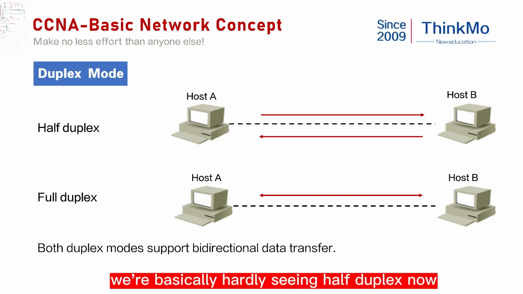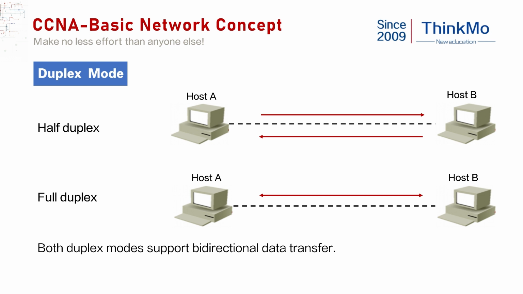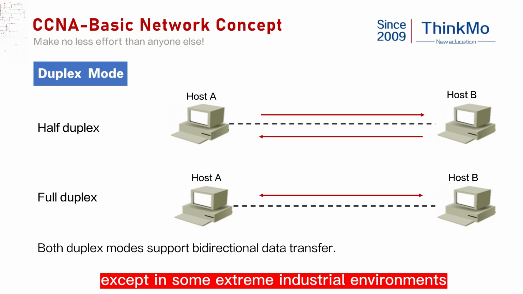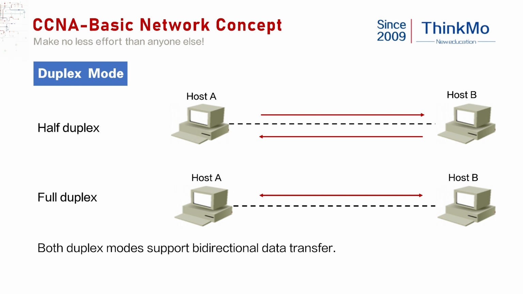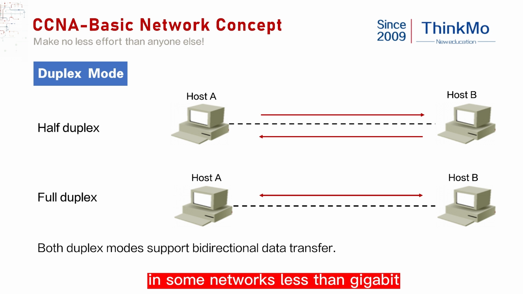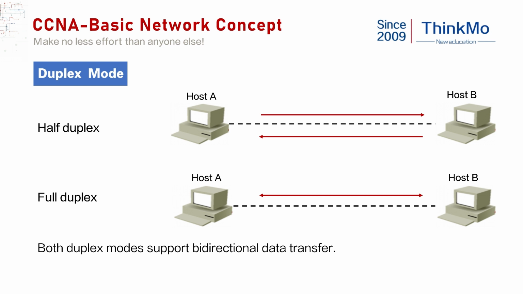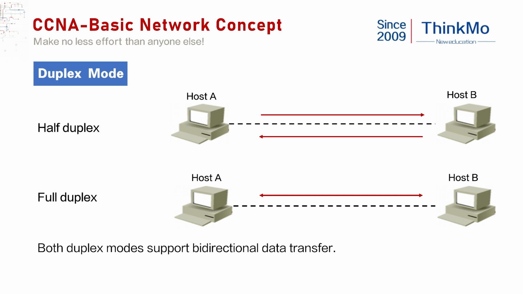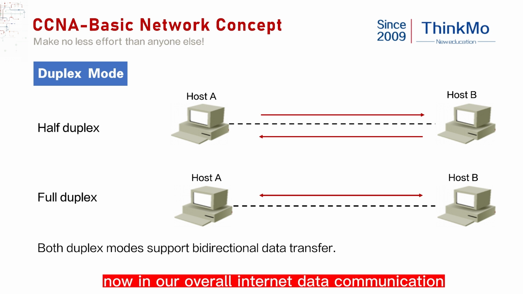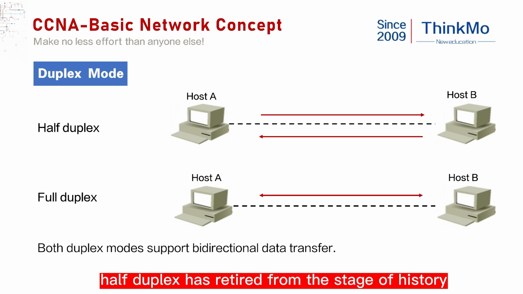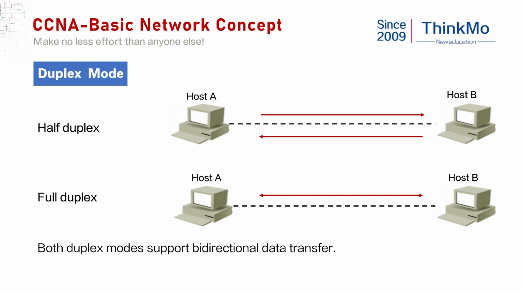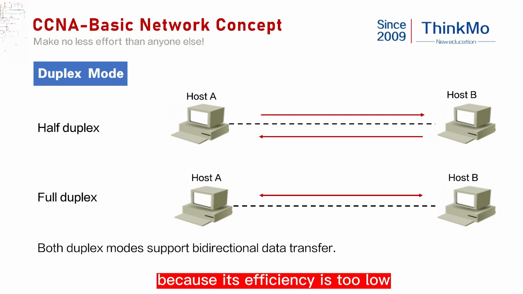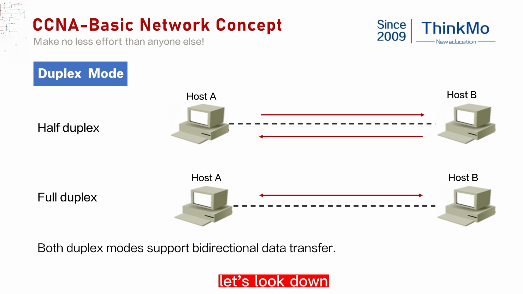We're basically hardly seeing half duplex now, except in some extreme industrial environments. That is, in some networks less than gigabit, for example, some robotic arms. In such an environment, you can still see half duplex. Now in our overall internet data communication, half duplex has retired from the stage of history, because its efficiency is too low. That's it for duplex mode.